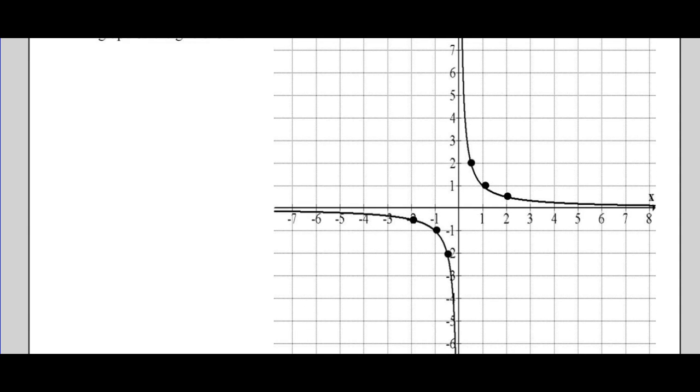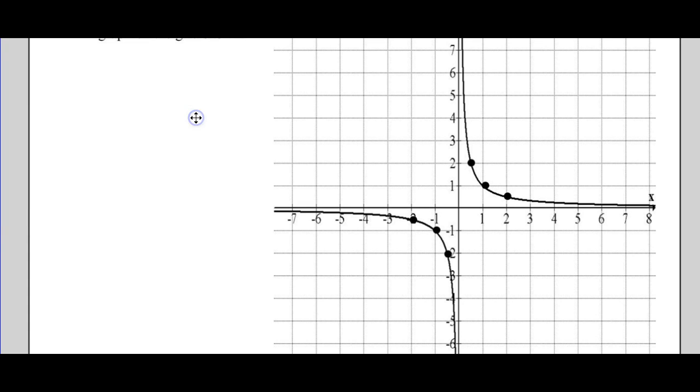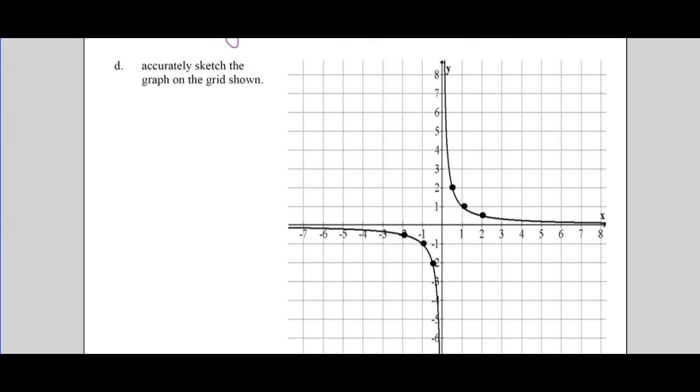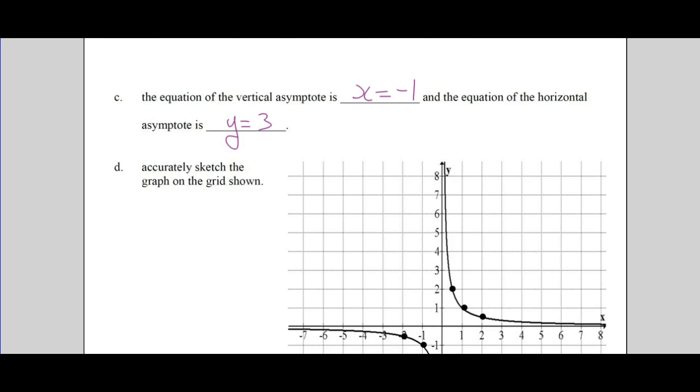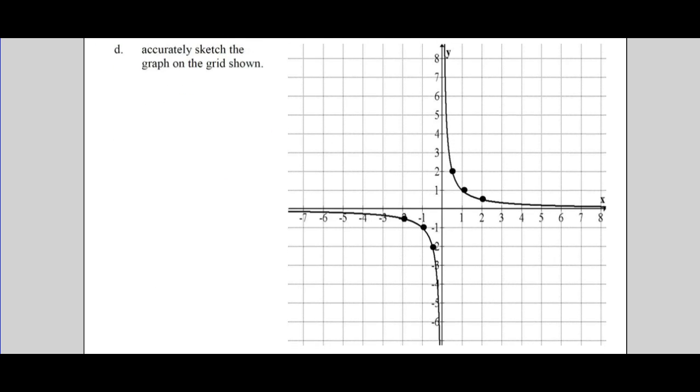Hang on, I'm just going to shrink it a bit more. What was I at? So let's go to 125. Okay, so what have we got? Vertical, where? Negative 1 and y equals 3. And 3.